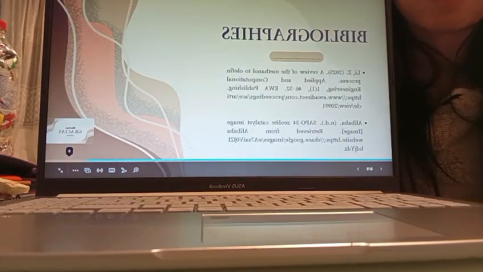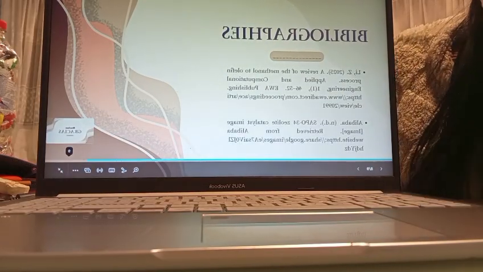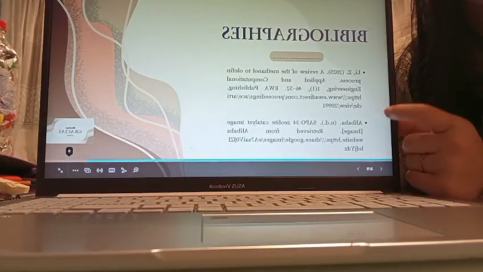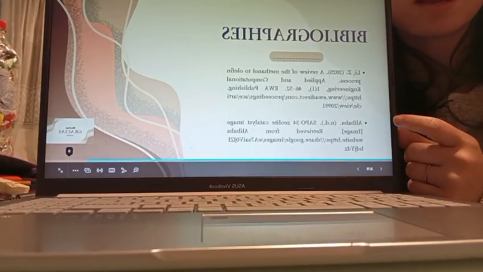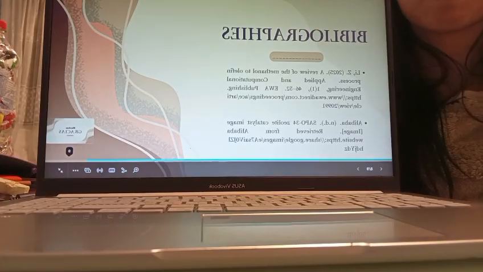And finally, we have the bibliography of the article and the images I used in the methodology section.